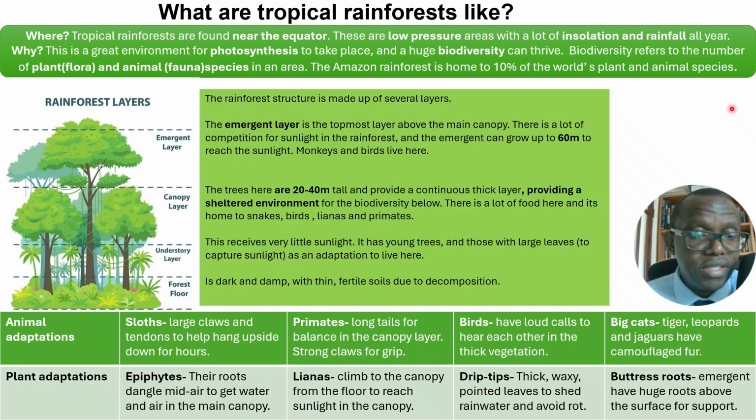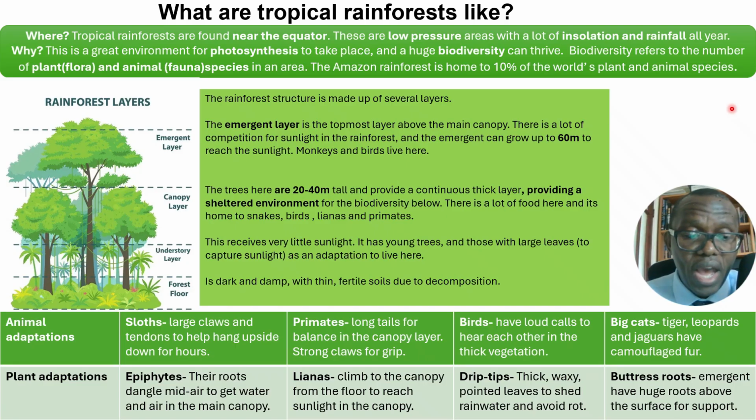Now, as far as the plant adaptations are concerned, we have the epiphytes. So the epiphytes have roots that dangle mid-air, and they do this so that they can get water and air in the main canopy. Then we have lianas, and lianas are climbing plants. So these ones climb to the canopy layer from the floor to reach the sunlight in that particular layer.